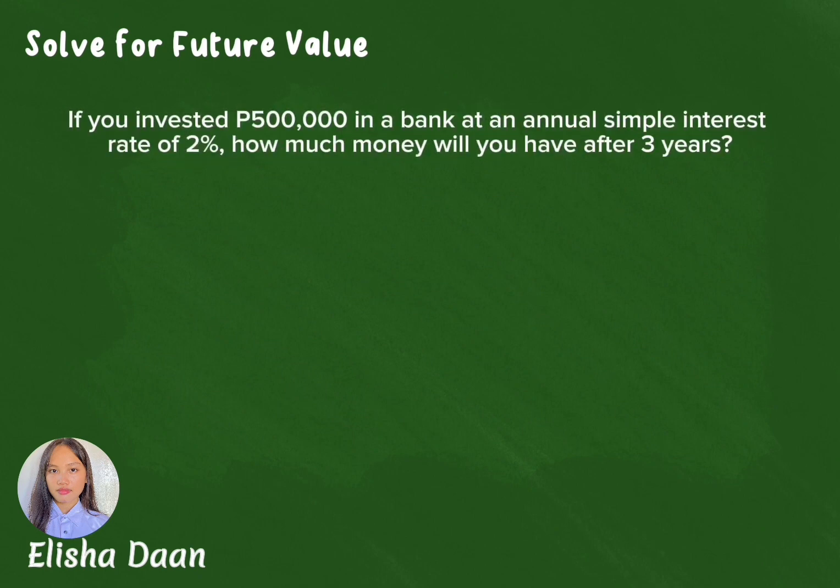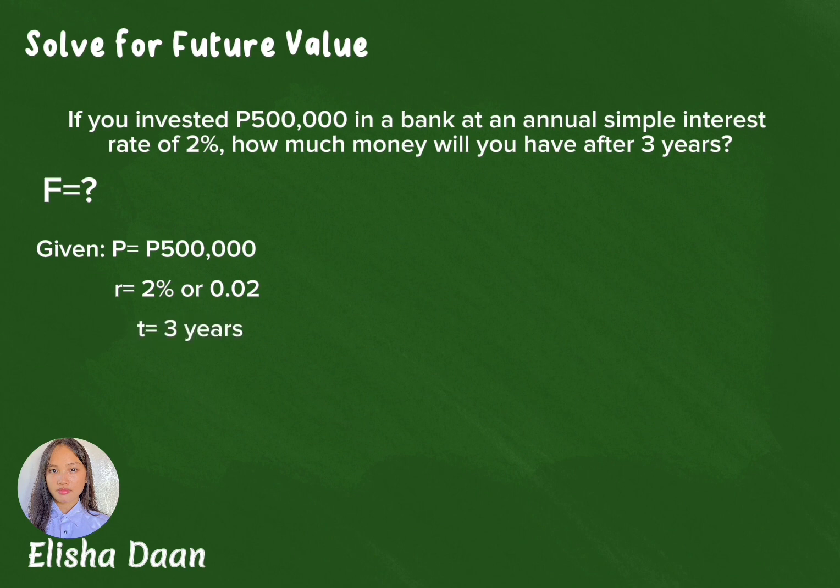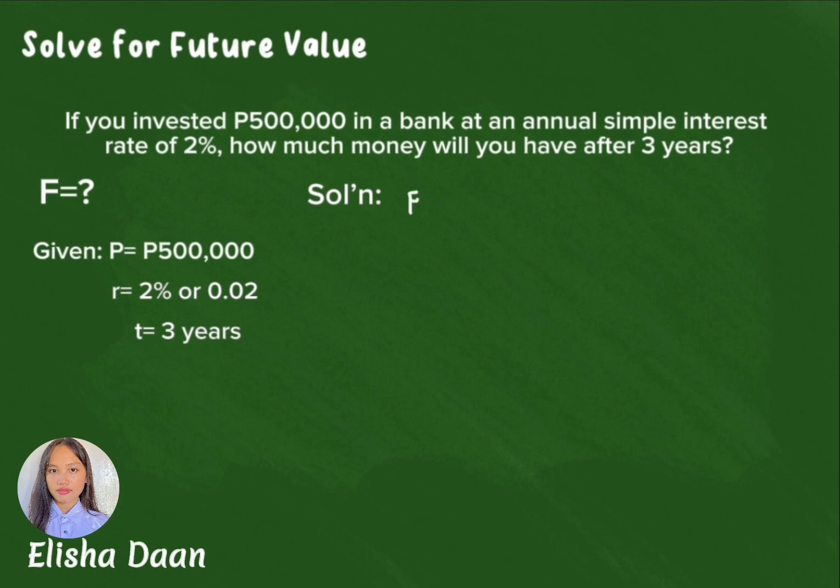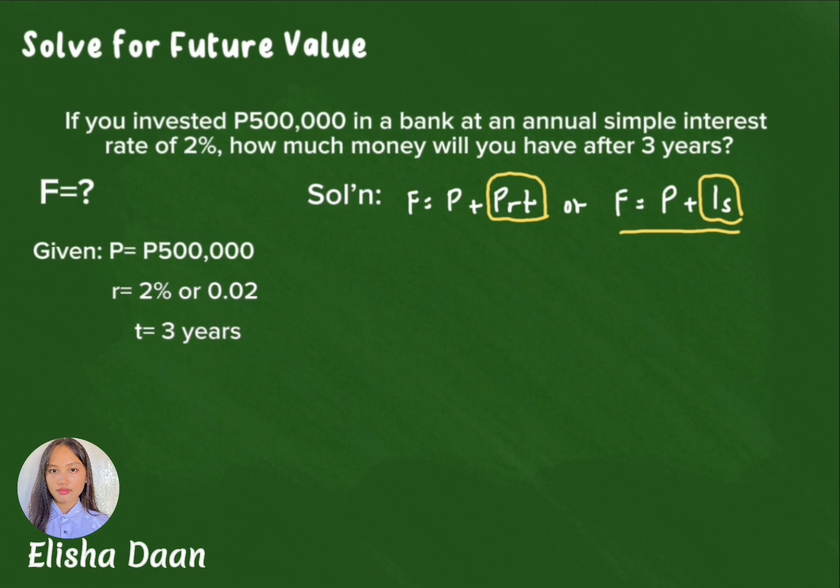If you invested 500,000 pesos in the bank at an annual simple interest rate of 2%, how much money will you have after 3 years? We're looking for the future value. These are the given. P is equal to 500,000 pesos. R is equal to 2% or 0.02. T is equal to 3 years. So the formula for future value is P plus PRT, or F is equal to P plus simple interest, because PRT is the formula for simple interest. We're going to use this formula, but they're just the same.